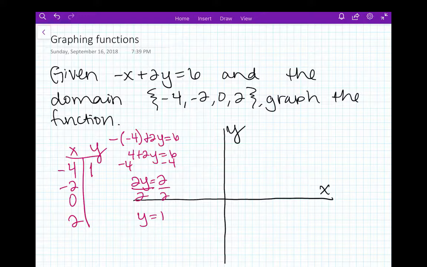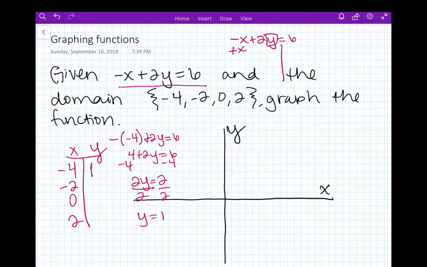Now, I have a thought here. If I am plugging in 3 other values for x, I'm going to have to solve for y 3 different times. But what I could do is rewrite this equation so that the y is by itself only one time, and then I can just plug in and evaluate. So let's do that. If I want to solve for y, I'm going to add x to both sides. So 2y equals 6 plus x. Then I'm going to divide by 2. So y equals (6 plus x) over 2.